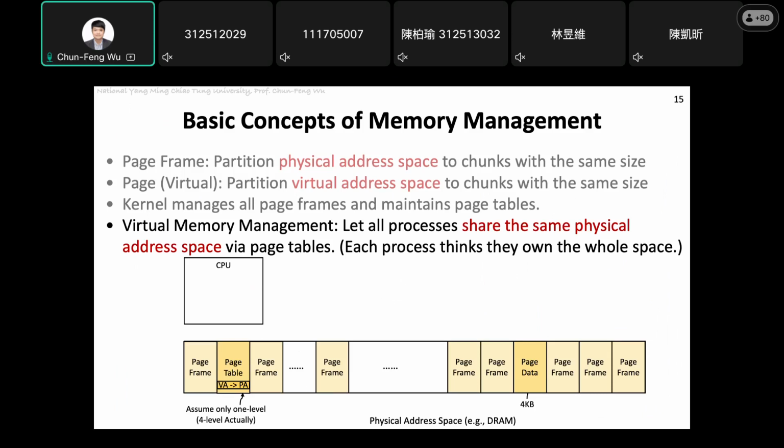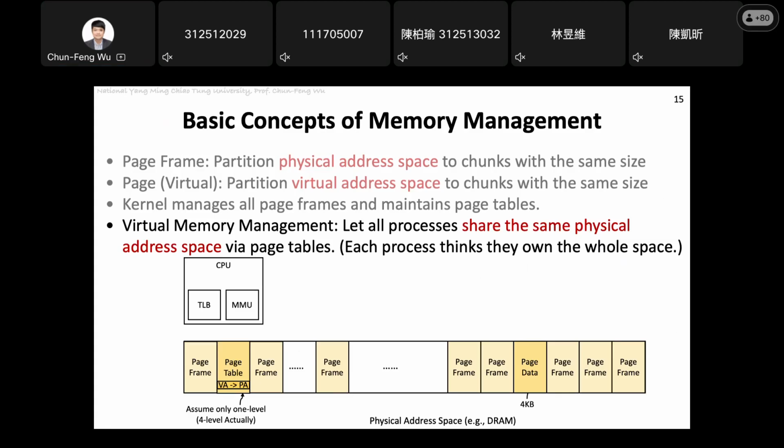Because some processes may be memory bound, or memory hungry, so they need more memory, more page frames. But maybe there are some processes that are CPU bound, and they only need very few page frames. So how to do this kind of dynamic management? Those are about virtual memory management.